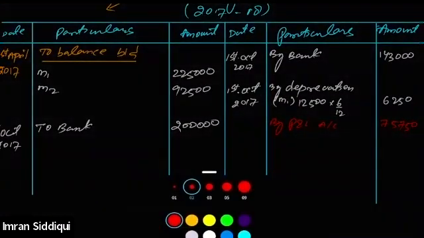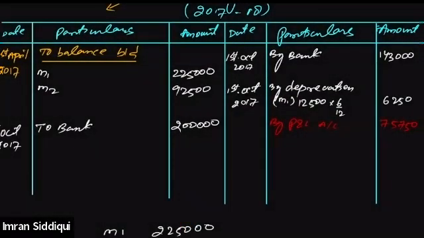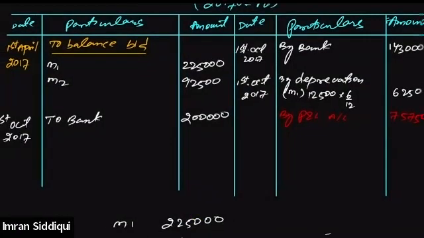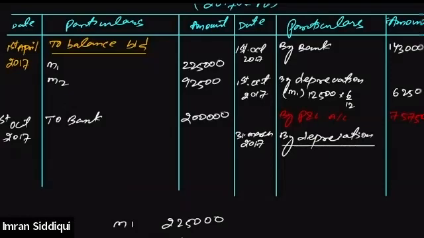Now let's calculate the depreciation on the remaining machinery. We will have to find out the depreciation on the remaining machinery as well. So at the end of the year, as on 31st of March 2018, we will calculate the depreciation on the remaining machinery. Which machinery is still remaining? M2 is remaining, and M3 that we have bought is also there.